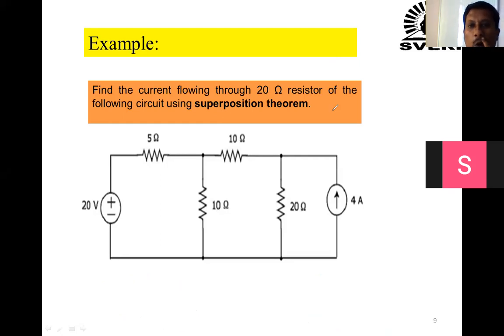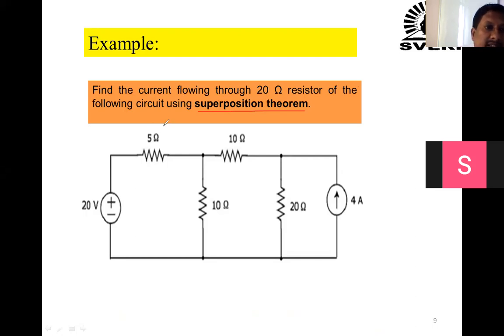Now we have to solve this example, which is in front of you. So what is the question? You can read. Find the current flowing through 20 ohm resistor of the following circuit using superposition theorem. They will mention the theorem by which you have to solve the example. So this question will be asked in the university question paper for 4 marks.